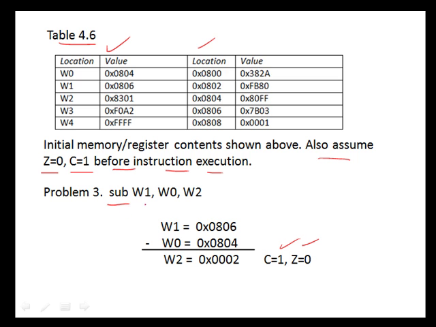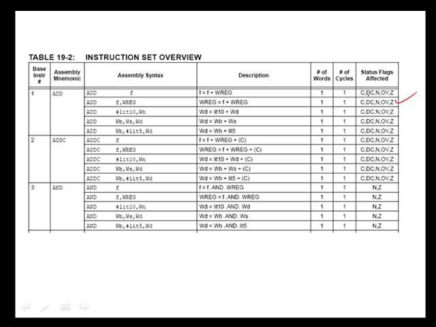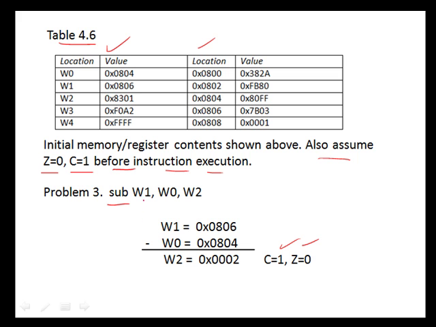Problem 3 is a subtract instruction. From this table here, we see that it affects the carry flag and the zero flag. This is going to say subtract W0 from W1, put the result in W2. W1 has in it 806, W0 has in it 804. 806 minus 804 is a value of 2. No borrow into the most significant digit occurs. We're subtracting a smaller number from a larger number, so there's no borrow. That means the carry flag will remain a 1 after the instruction is executed. This value right here is not 0, so the zero flag is false or a 0. So this is the final answer.